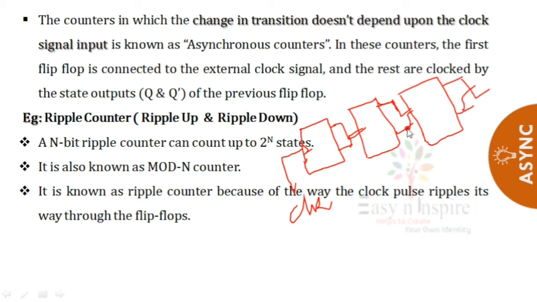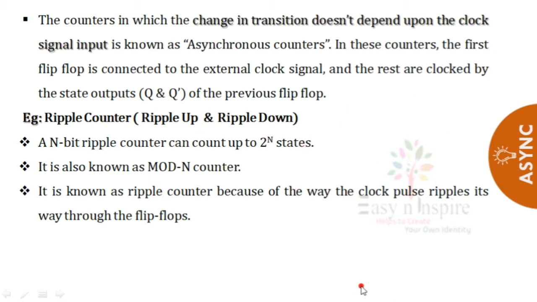See, like this we are going to apply clock pulses. That is the very important point in asynchronous counters: the state change does not depend on the clock pulse applied. Here, ripple counter is another name for asynchronous counter, or an example of an asynchronous counter. In today's session, I am going to discuss what is a ripple counter and one type, the ripple up counter.